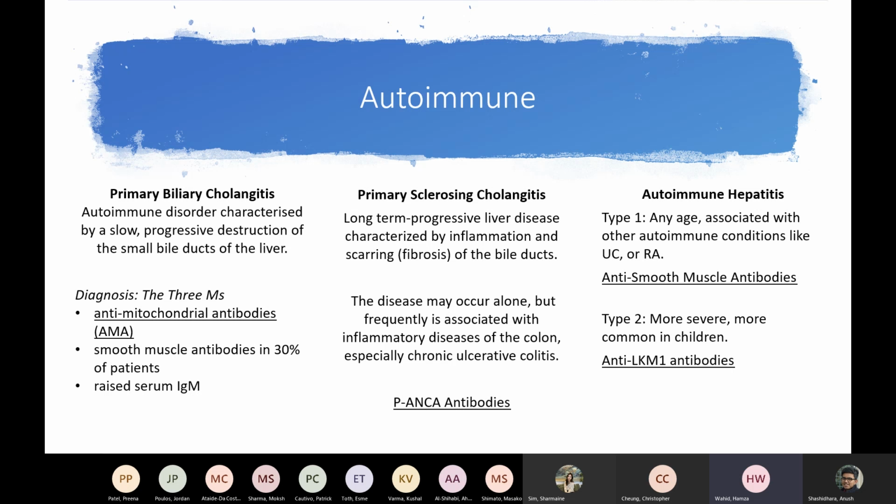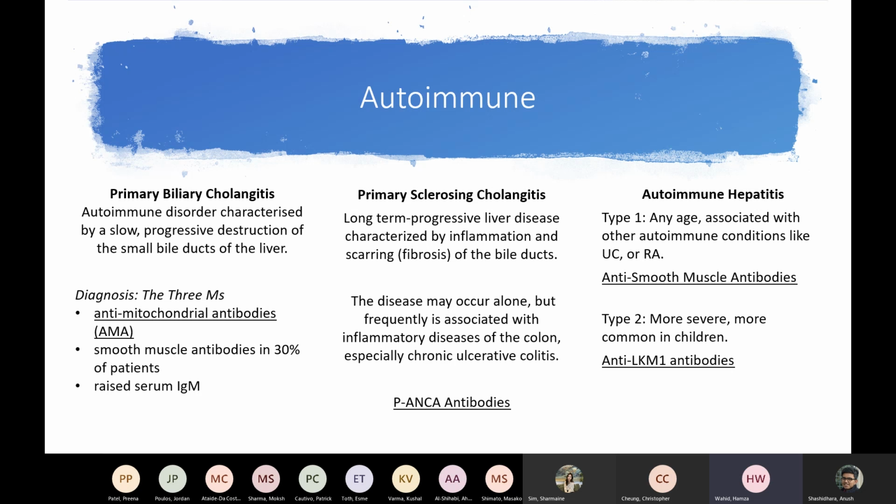Primary sclerosing cholangitis is long-term scarring and fibrosis of the bile ducts. This is very commonly associated with things like UC and has P-ANCA antibodies. I think this is one of those things where they say it's autoimmune, but there's a little bit of debate about it, and it doesn't respond that well to immunosuppressants and things. But that's a whole other thing.